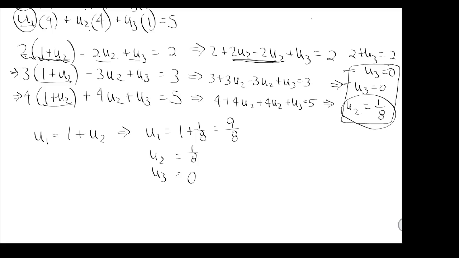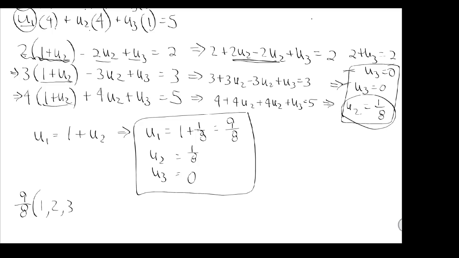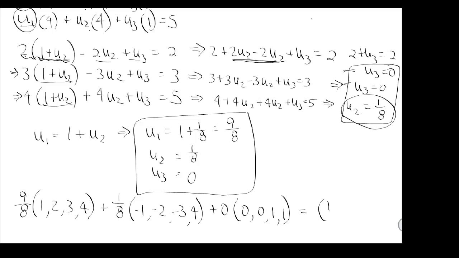Therefore, I know the values of u1, u2, and u3, which I replace in my original setup. So I have u1 times the vector 1, 2, 3, 4, plus u2, which is 1/8, times -1, -2, -3, 4, plus 0 times 0, 0, 1, 1 is equal to vector v, 1, 2, 3, 5.